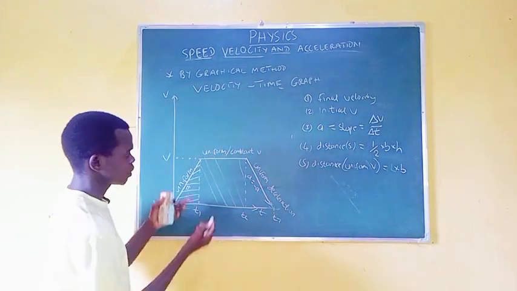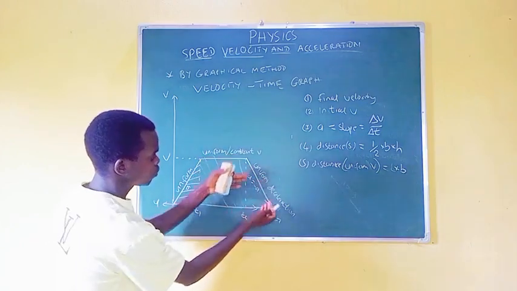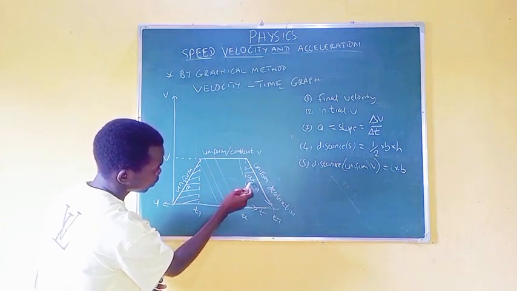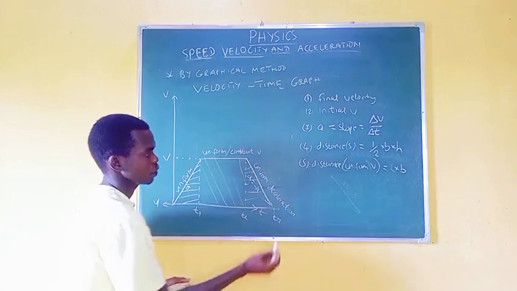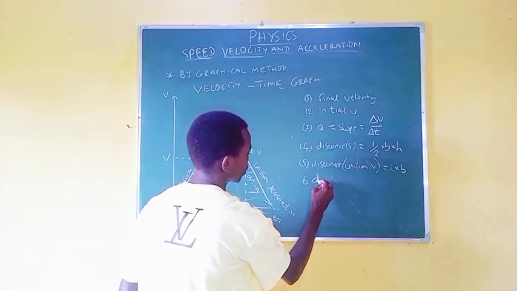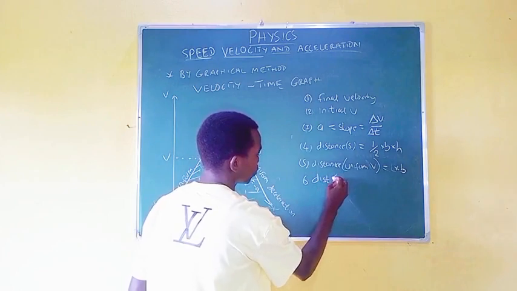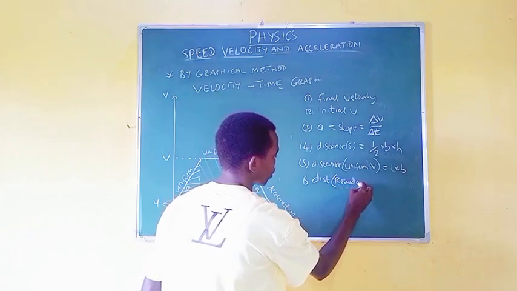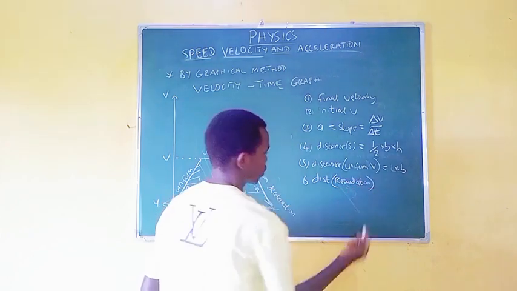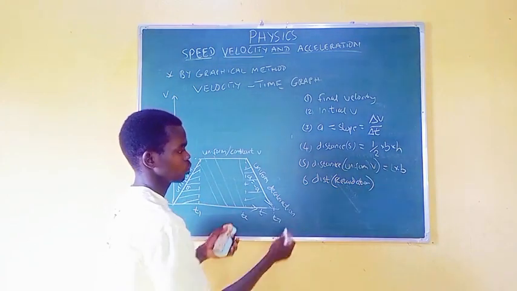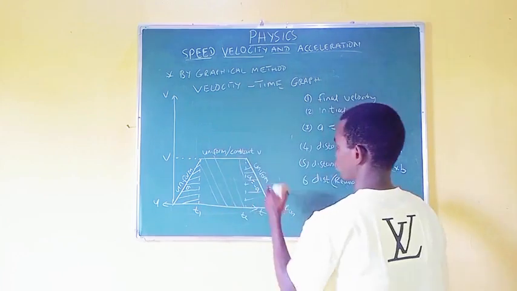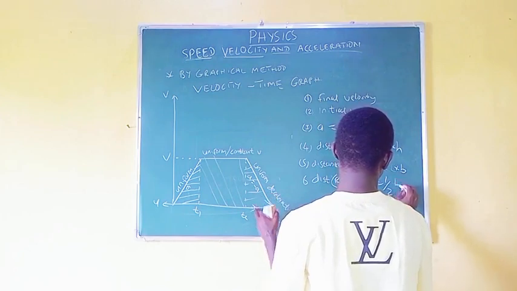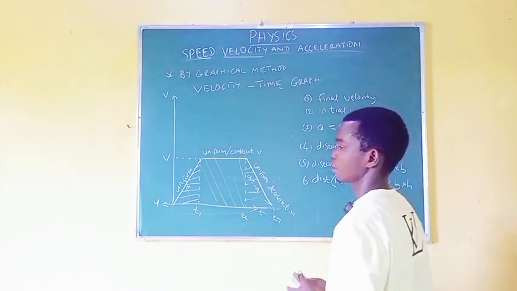We can also find the distance covered by the uniform deceleration by considering the area under this graph. For distance covered by retardation, it is equal to the area of this shape, which is half breadth times height.